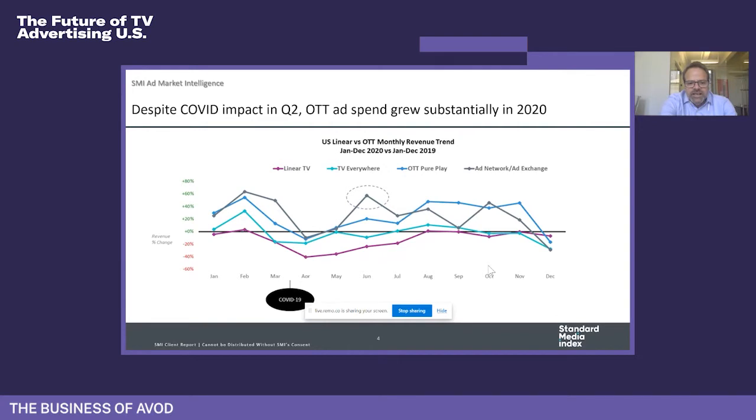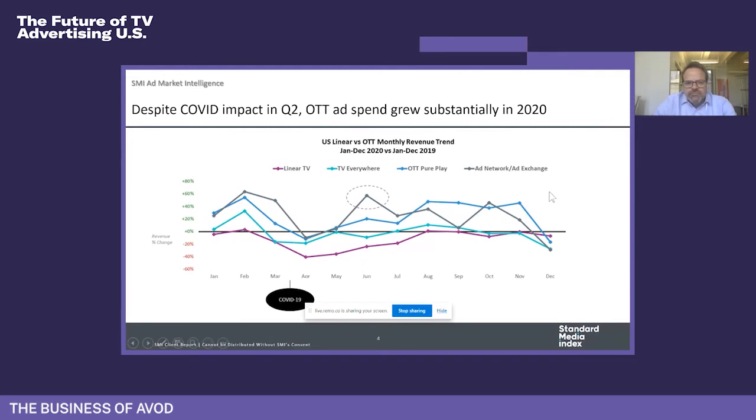But what was really interesting, while it took several months for linear, which is that bottom plot line, to come back, OTT sprang back immediately. And what was most pronounced was the amount of money that went into ad network and exchange. It isn't surprising because you can activate at scale in a very quick time frame. So that bounced back significantly right after that Q2 decline. And then the other services, whether pure play services or TV Everywhere, took a couple of months to grow back. But the long story short, even though it looks like things tailed off in December, overall the OTT services were up 20 to 40%, depending on which subtype you're looking at. Linear nudged up slightly, but it was a growing year across all sectors.